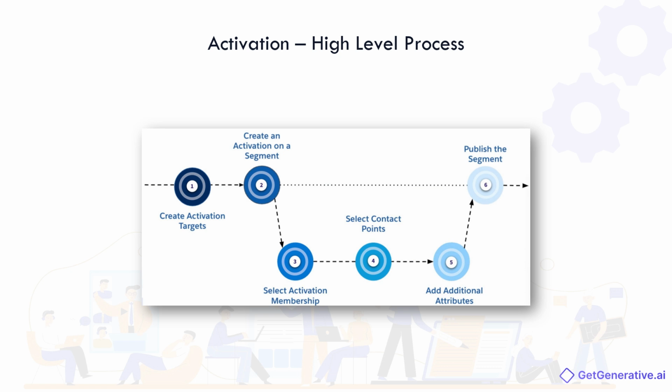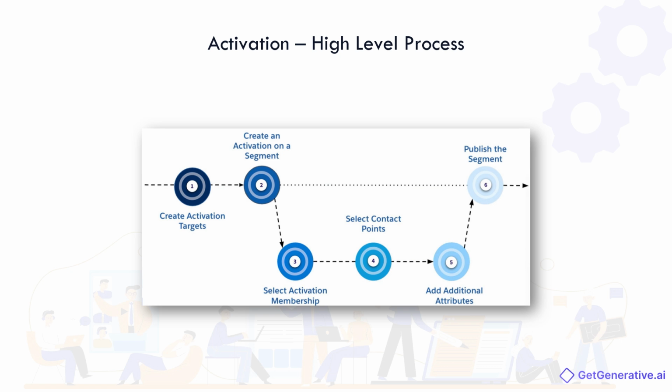Activation target is, let's say, setting up a valid connection with an external system, which should receive the data from Data Cloud. So that's step one. Step two is create an activation on the segment. The segmentation that we created in our last class, we create an activation on top of it. If you review the segmentation screen, we have an activation section where you can click on new and create a new activation. Activation always has to be in regards to a segmentation.